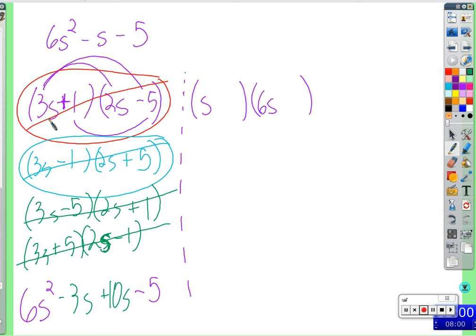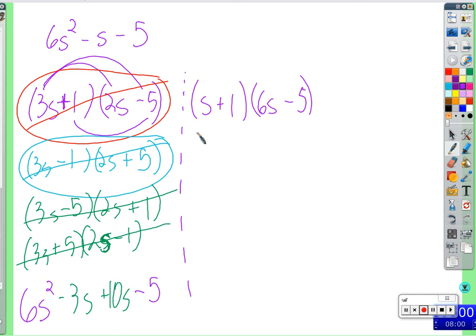Just 6s and s. 6s and 1s. Right? There's another way to make 6s squared. That's 6s and 1s. And now we're going to have to try all these. Positive 1, negative 5, negative 1, positive 5, and so on. Except maybe now we've learned that switching the signs is only going to switch the sign of the middle term. Let's do plus 1 and minus 5. See what happens.